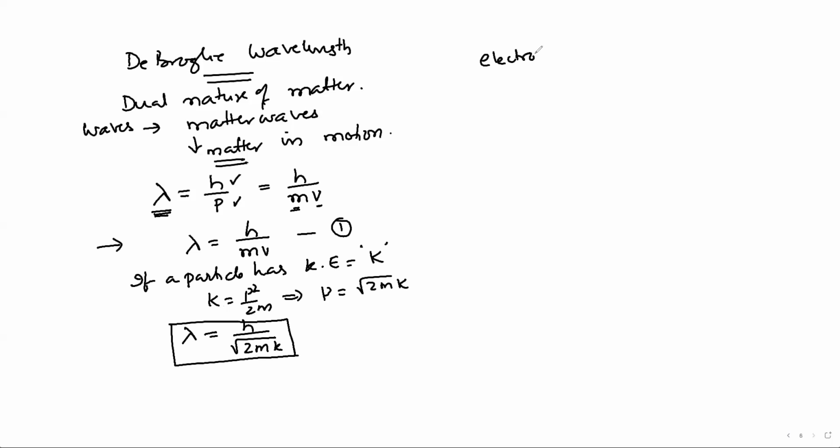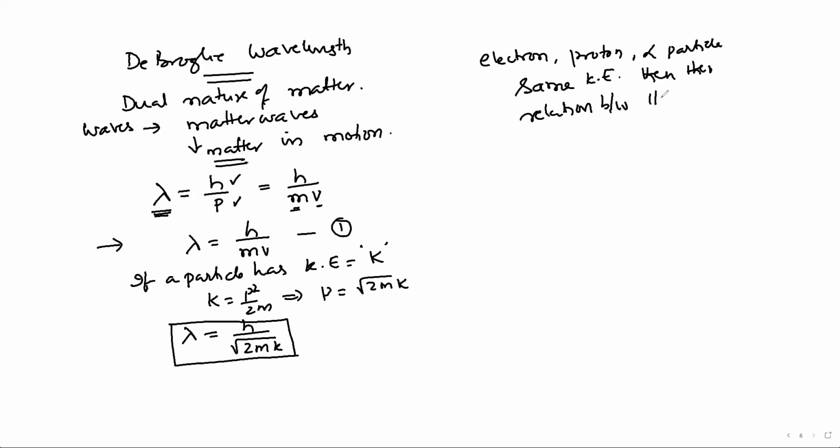Electron, proton, alpha particle. These three have the same kinetic energy. Then what is the relation between their de Broglie wavelengths? This is the question asked in 2024 to one of the students.